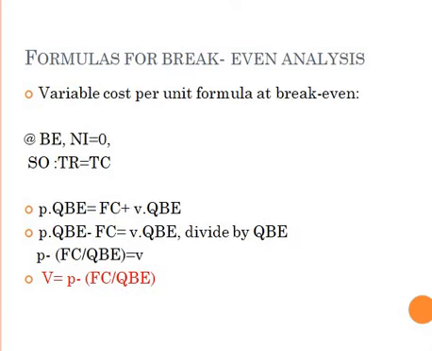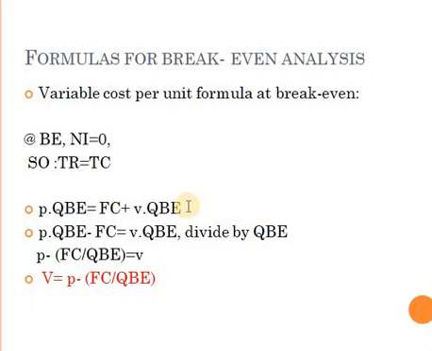Now I want to calculate the variable cost per unit at break-even. So when I say break-even, this means that net income equals to 0. This means that total revenue equal to total cost. I start by putting the equation for total revenue, which is price times quantity at break-even equals to the total cost, which is the fixed cost plus variable unit times the quantity at break-even.